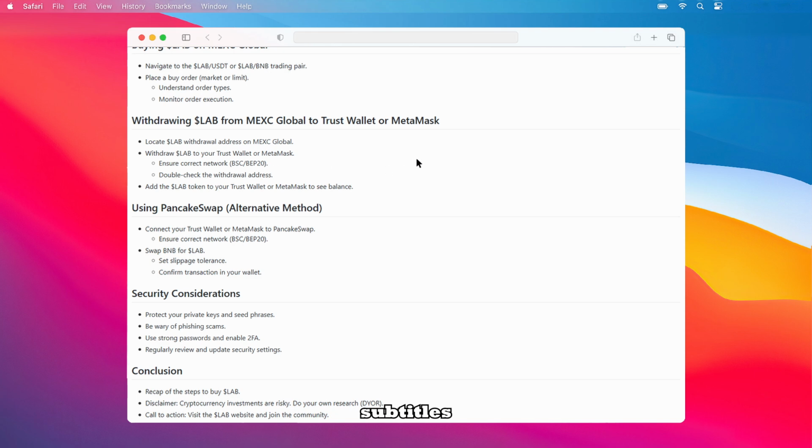Right, let's explore another method to get your hands on some $LAB using PancakeSwap. First, you'll need to connect either your Trust Wallet or MetaMask directly to the PancakeSwap platform. Make absolutely certain that you're connected to the correct network, which is the Binance Smart Chain, often referred to as BSC or BEP20. Once your wallet is connected, you can then swap your BNB for $LAB. Before you confirm the swap, be sure to adjust your slippage tolerance to accommodate for price fluctuations. Finally, confirm the transaction within your connected wallet to finalize the purchase of $LAB.